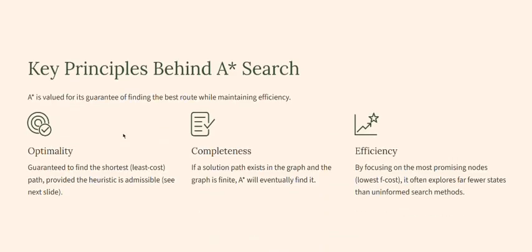And the key principles behind A-star search: the main advantage is optimality. It is guaranteed to find the shortest path if the heuristic is admissible. Then completeness: we get a complete solution path for the given problem. And mainly it is efficiency. By focusing on the most promising nodes, it often explores fewer steps than uniform search methods.